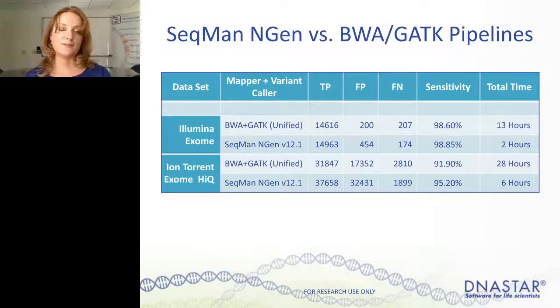But I think what's really surprising is the very significant reduction in time that it takes to run. This is running the assembly and the variant caller in one step. So I think less than 1/4 of the time. With the Illumina, compared to 13 hours, the SeqMan Engine can run that in 2 hours. And with the Ion Torrent data, we can get that down from 28 hours down to 6 hours.